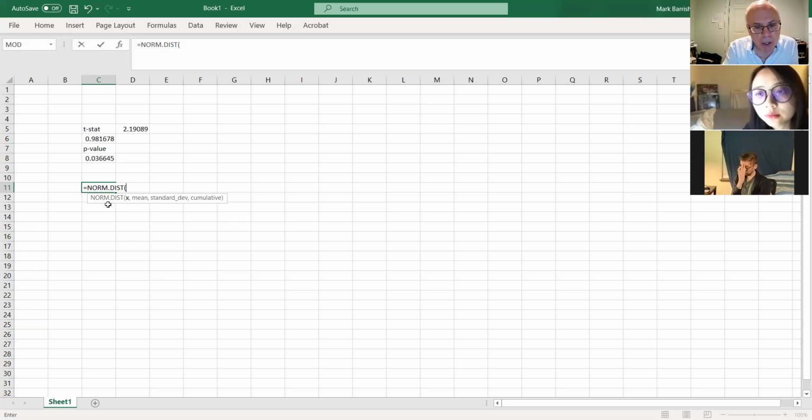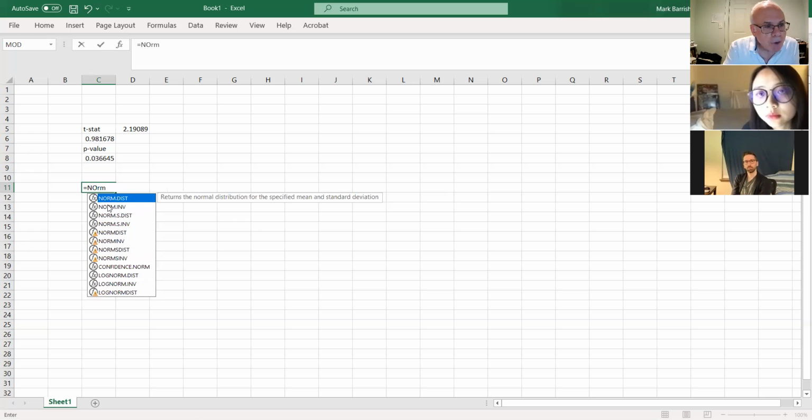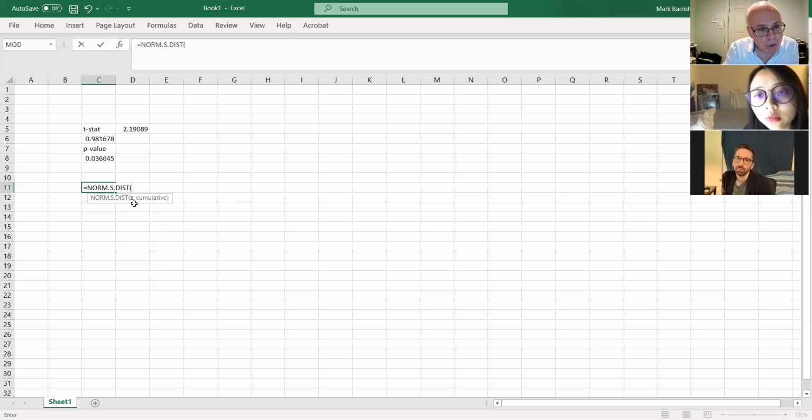Does that make sense? Now let me see if there is a norm for z. I would, yeah, norm S must be standard normal. See norm S distribution here? That's probably for the standard normal. You could use that just for the standard normal. If you click that one, the only thing it's asking for is the Z and then true or false for cumulative. So if you want, you can use that one instead. Okay. Just play around in Excel.